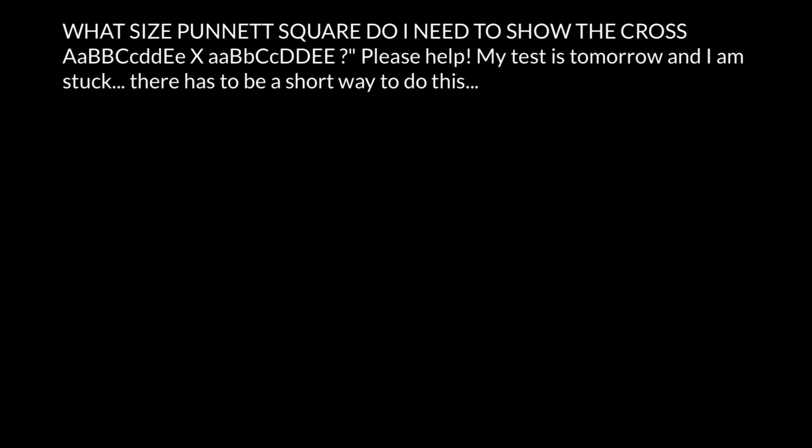Here's a question: what size Punnett square do I need to show the cross between these two genotypes? Please help, my test is tomorrow and I am stuck. There has to be a short way to do this.